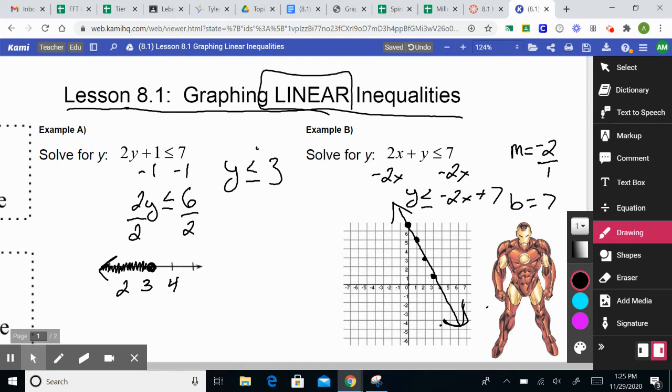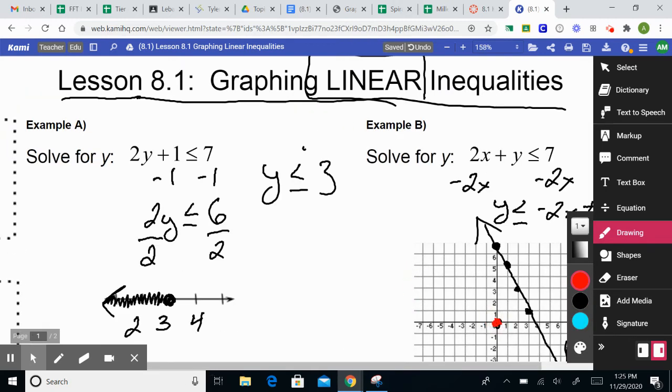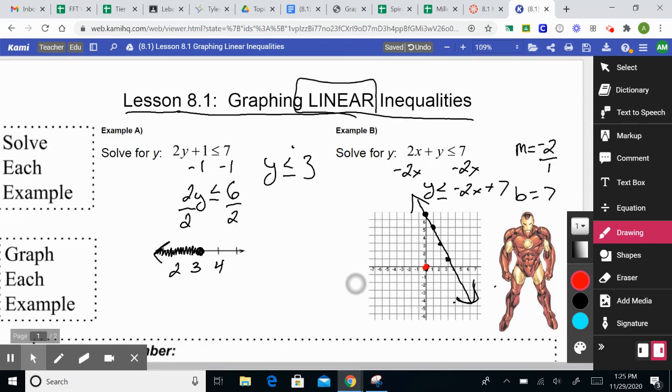Now I have to do shading. To do the shading, we're going to use a test value. The easiest test value to use is 0, 0. What I mean by a test value is I'm going to plug 0, 0 into my equation. So up on the top, I've got 0 is less than or equal to -2 times 0 plus 7. -2 times 0 is 0, plus 7 would be 7. So 0 is less than or equal to 7. Is this true? Yes.